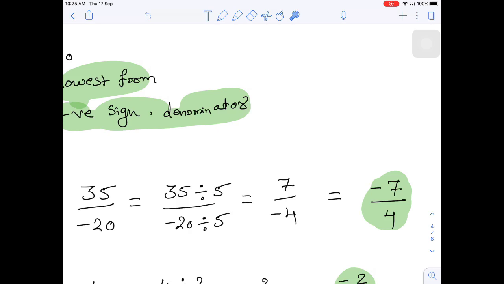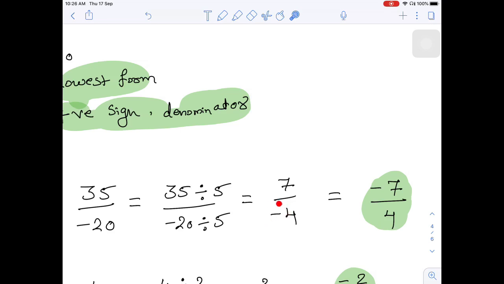So by which number we will divide? Both numerator and denominator can be divided by 5. So 35 divided by 5 is 7, minus 20 divided by 5 is minus 4. Now this number is in lowest form. To make it in standard form, what we have to do?